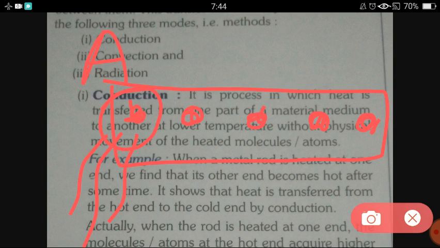When the molecule vibrates, it vibrates on both sides, and in the course of its vibration it transfers some of its energy to the other molecule. Then this second molecule starts vibrating by getting the energy. When the second molecule vibrates, it also transfers its energy to the third molecule. Like that, I hope you now understand that actual motion of molecules does not take place, but molecules simply transfer heat energy from one molecule to another molecule.